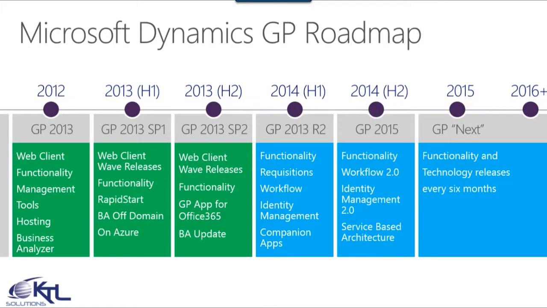Just a little bit on the roadmap of GP altogether. In 2012 is when Microsoft came out with GP 2013. Most people have upgraded from 2010 to 2013. There's the web client. There's functionality, management reporter, tools, hosting, and all that. GP 2013 with Service Pack 1 has done some web client wave releases, some updated functionality and rapid start, and then they moved it to the Azure server. 2013 SP2, there's been even more updates and some apps for Office 365.